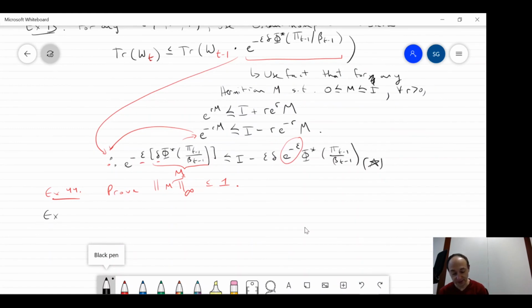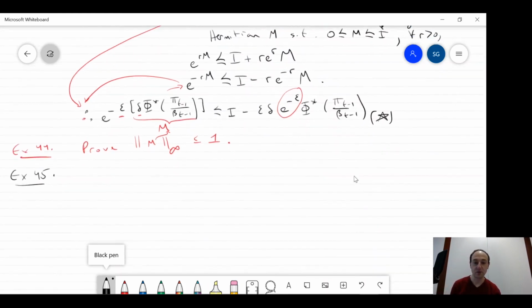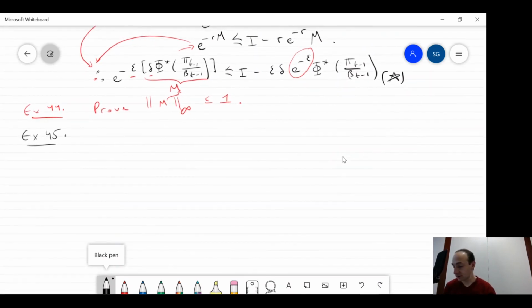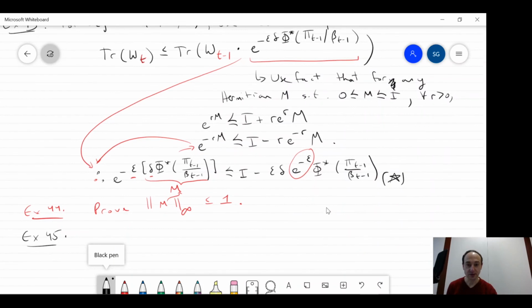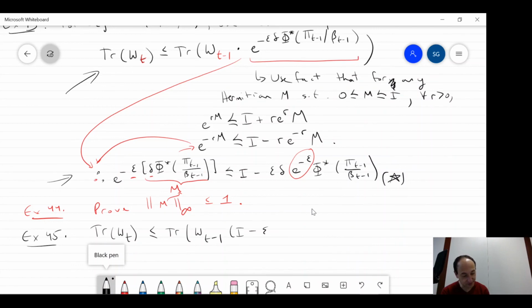Okay, and this is exercise 45 in the notes, but I'm going to slightly expand on it a little bit more. So first let's just write this out. This is going to be the trace of W_t. And what does that equal to? Well, I know now it's at most the trace of W_{t-1}, so that's just what we had up here. And now I'm going to plug this in, of course, and I'm going to get identity minus epsilon delta e to the minus epsilon phi star pi of t minus 1 over beta of t minus 1. Okay, this is what we get.